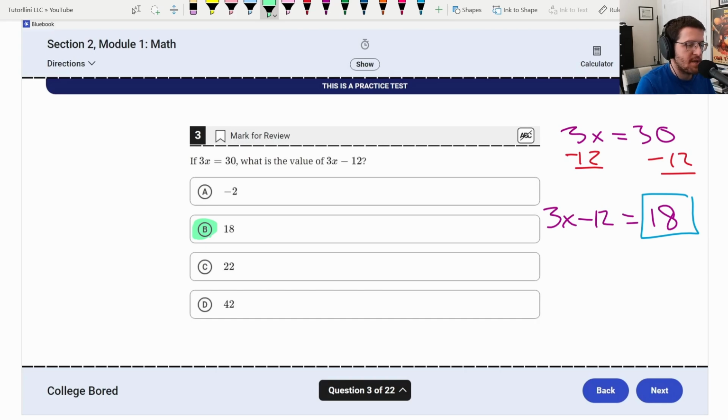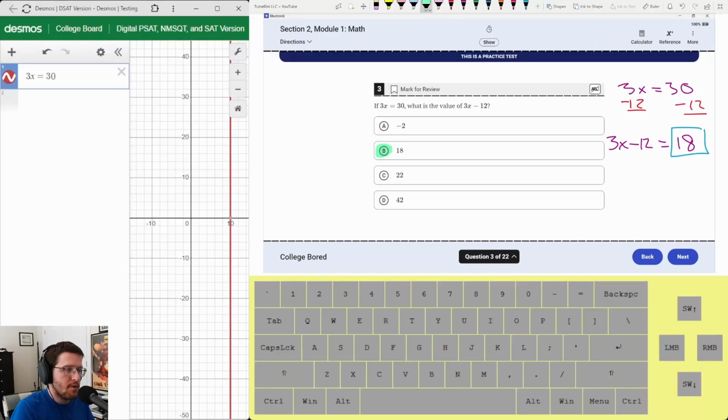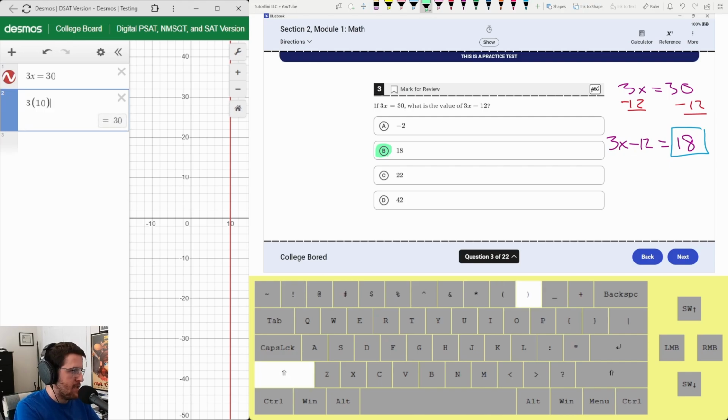We could also do this on Desmos. Let's go do that. So I just typed in the equation verbatim. I click on it. I see that the solution is 10. So now to find 3x minus 12, I'm just going to do 3 times 10 minus 12. And I also get 18, which is answer choice B.